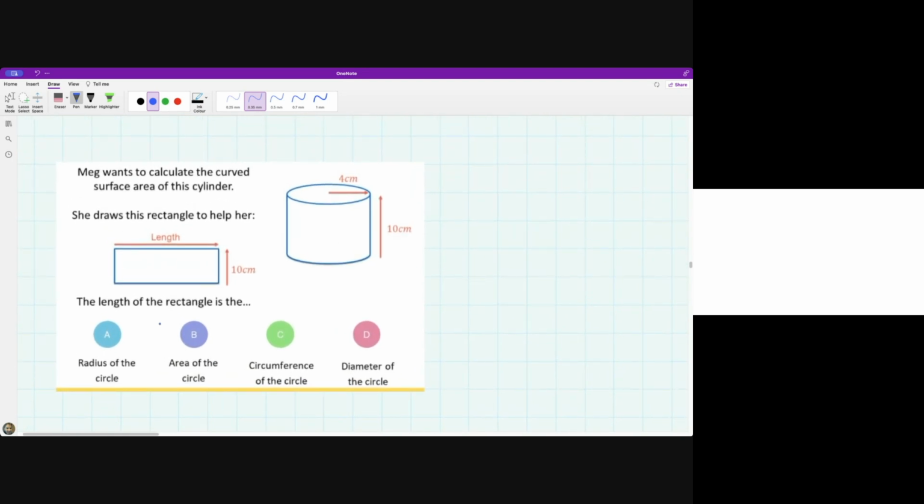So it says here, Meg wants to calculate the curved surface area of the cylinder. So when Meg says the curved part, she doesn't mean the flat circle on top. She means the bit, sometimes they call it the lateral surface area, the bit that goes around here. She draws the rectangle to help her. She has 10 centimeters. So basically, this 10 centimeters here is the same as that 10 centimeters there. Give me a thumbs up if that makes sense to you.